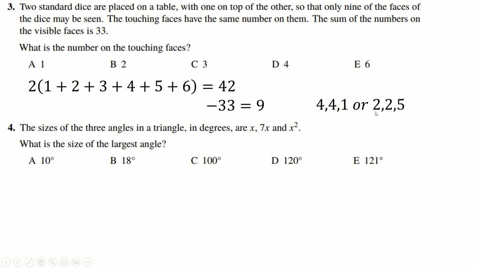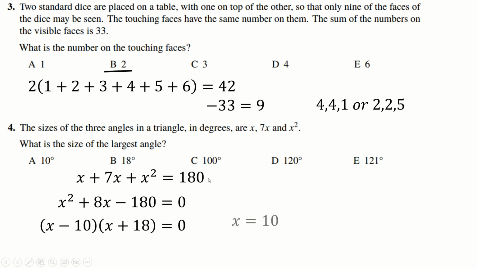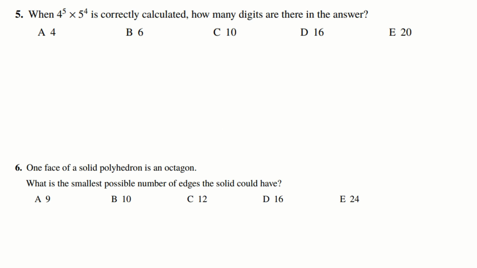Now, which of these is it? Well, you need to know that dice, the opposite numbers on dice, always add up to 7. So if 1 was facing the table and 4 was above it, that doesn't work because they add up to 5. So it must be this case here, which is the answer of B. Question 4 is super easy. It's just obviously this plus this plus this makes 180, and you can just solve your quadratic and factorize and get the answer of x equals 10, which means the largest angle is 100. So that should be fairly straightforward.